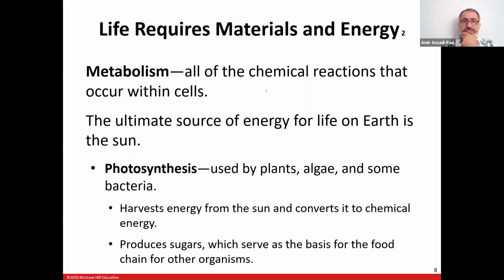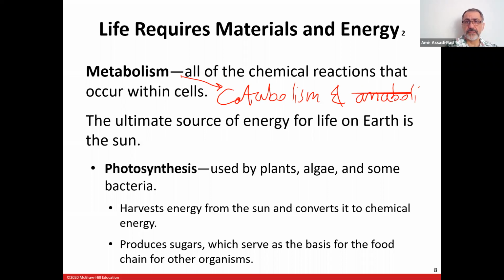Okay, metabolism is all of the chemical reactions that occur within a cell. The way I like the definition of metabolism is right here. Metabolism is catabolism and anabolism. Okay, so the combination of catabolism and anabolism, these two together, means metabolism. So what is catabolism? Catabolism means when your body, when your cells are breaking down molecules.